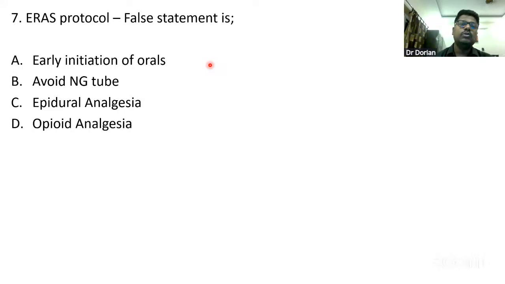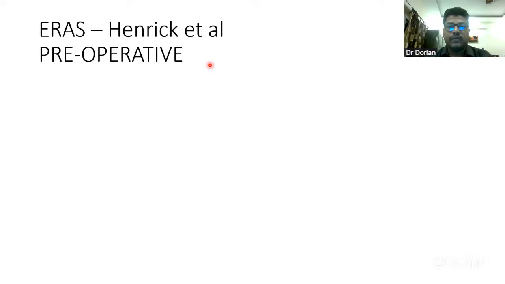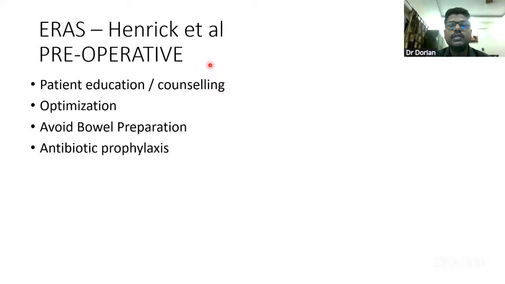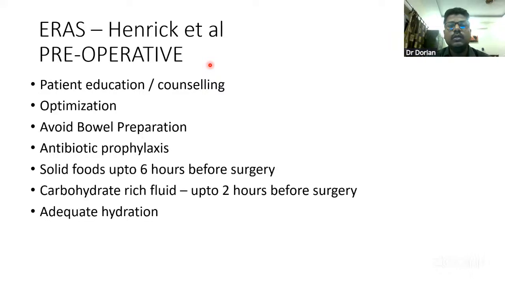Okay, so this answer I've taken from the original paper by Henrik et al. Henrik et al. gave the following methods to be followed for ERAS protocol. ERAS, as I mentioned, starts before surgery. So what are all the preoperative things? Patient should be educated. The patient should be optimized. His anemia, coagulopathy, protein or electrolyte disturbances, hydration disturbances, all should be corrected. Bowel preparation is generally avoided. Antibiotic prophylaxis is given. This is the most important preoperative guideline.